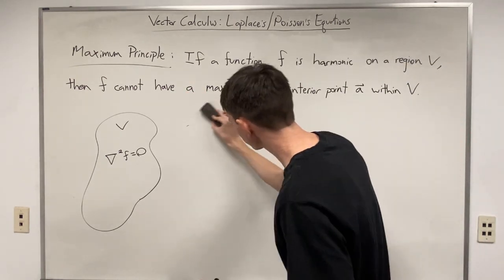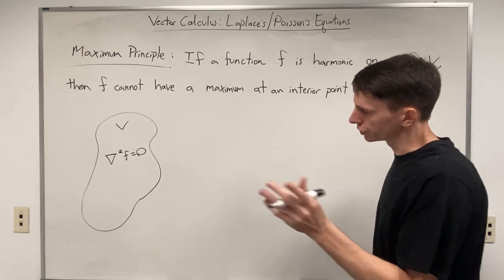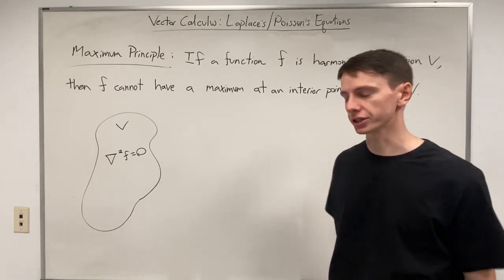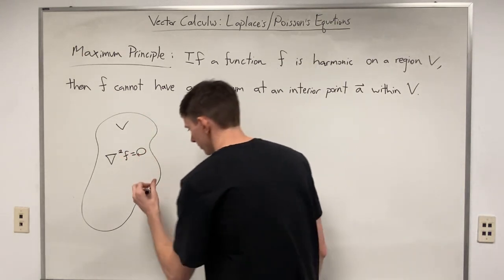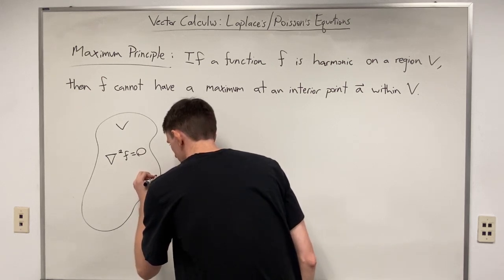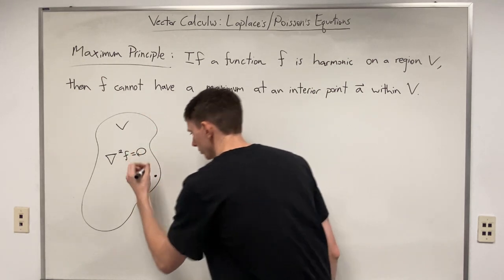Okay. Now, to do this, we're going to use a proof by contradiction. Let's suppose somewhere within this volume, and I'll start out maybe over here, this little dot.